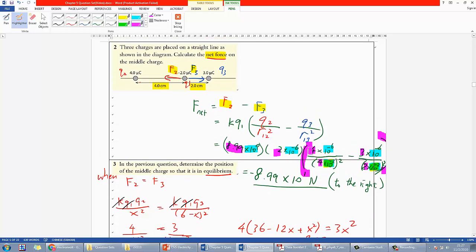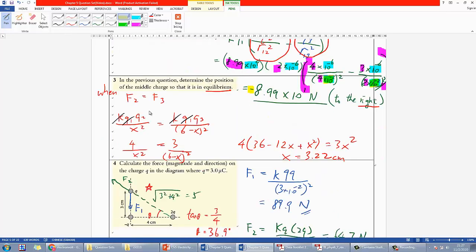What I find is that since I named it F2 minus F3, I actually believed the net force was pointing to the left, but then you can see that eventually I find out the answer is actually negative, because simply the value of this is smaller than the value of this. So that's why it's negative, and that's why the net force is actually pointing to the right.